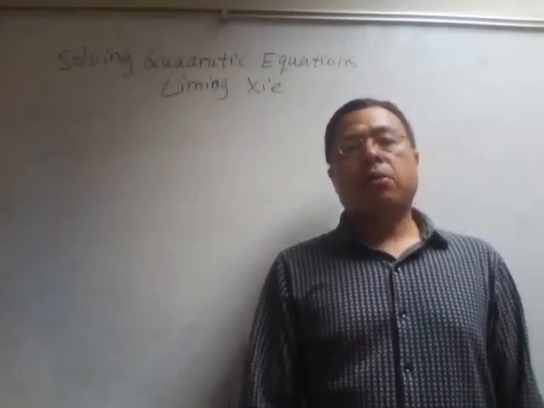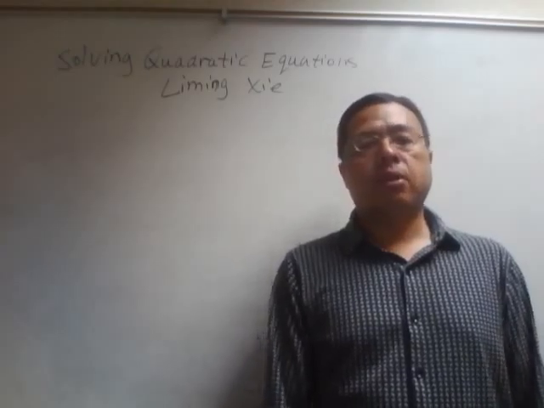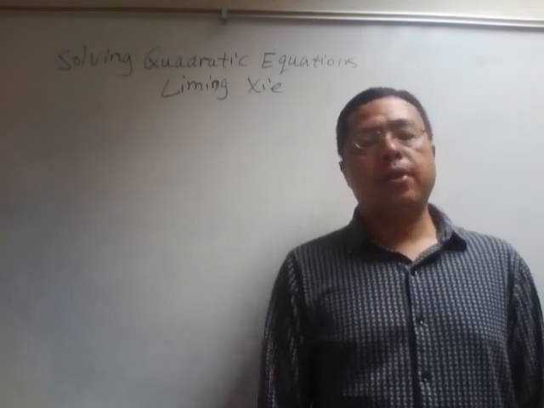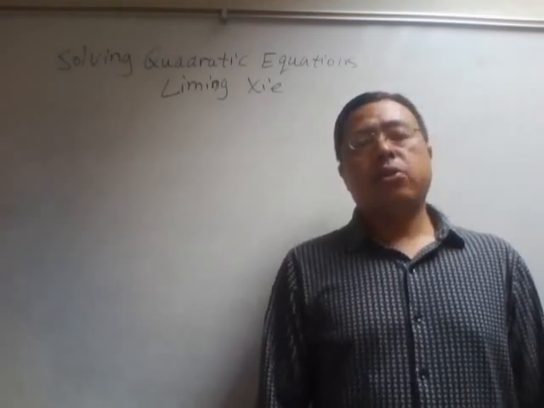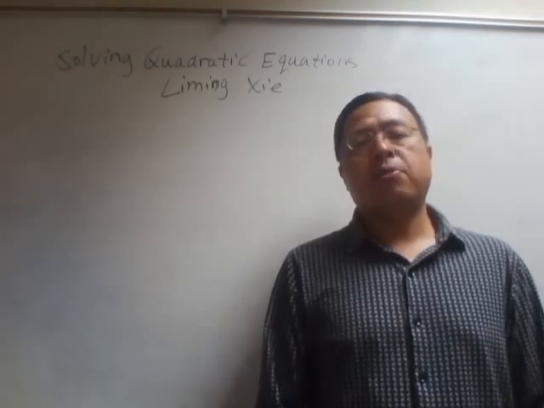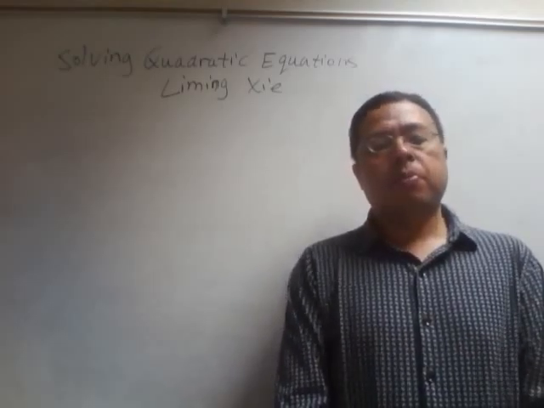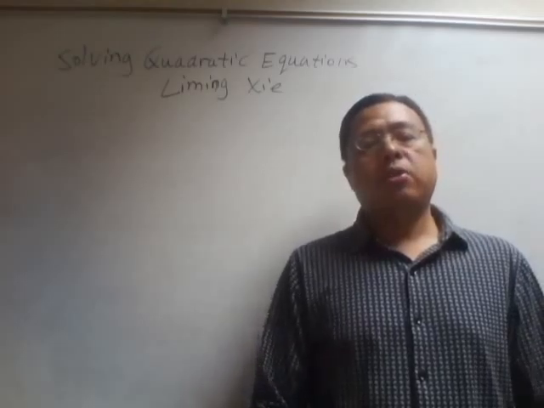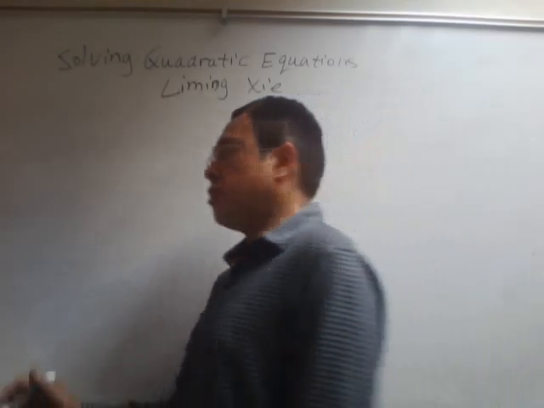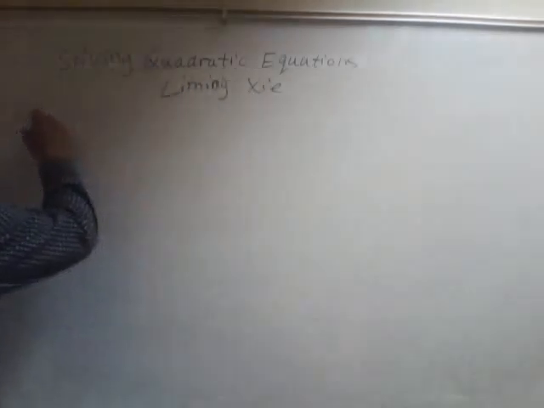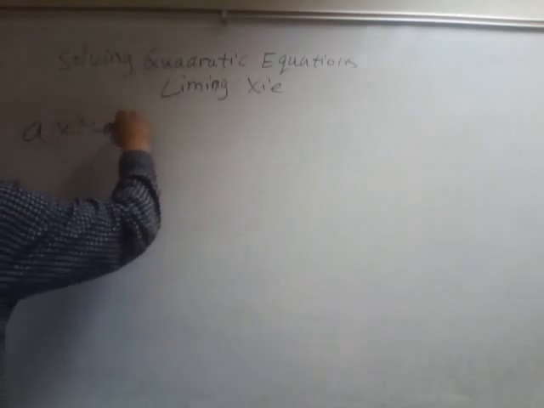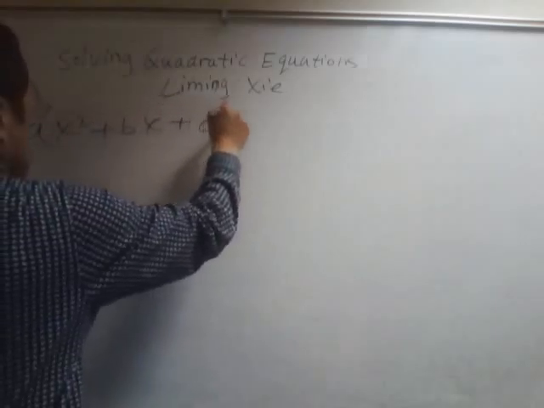Today we talk about solving quadratic equations. What's a quadratic equation? A quadratic equation is an equation containing a single variable of degree 2. What's the general quadratic equation form? The general form is ax squared plus bx plus c equals 0.